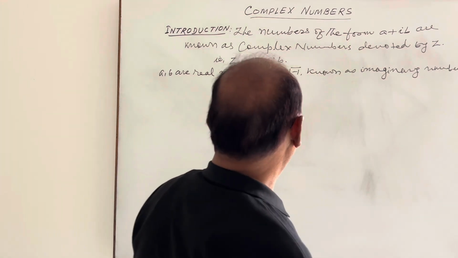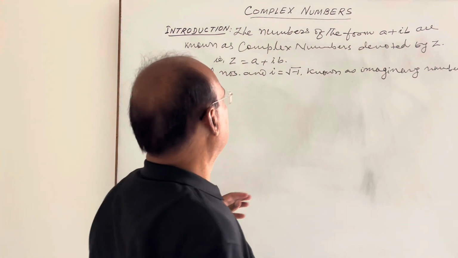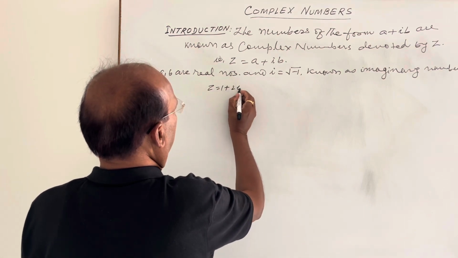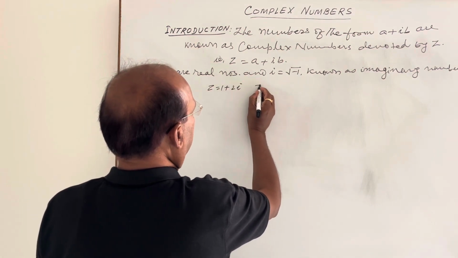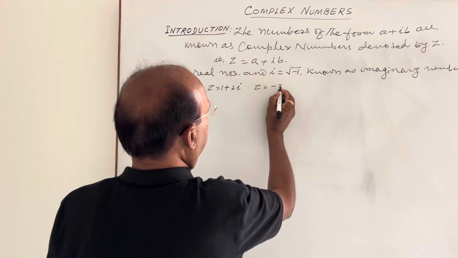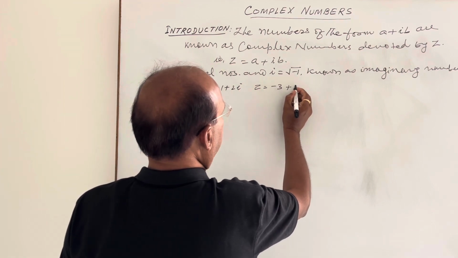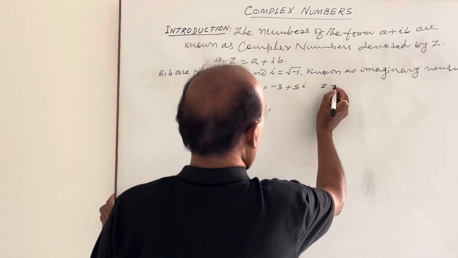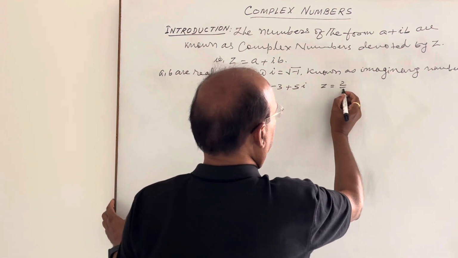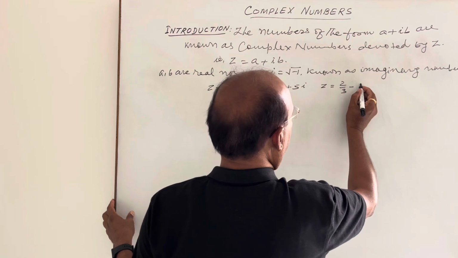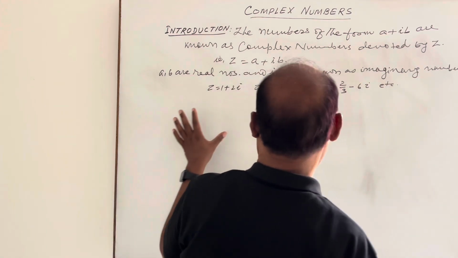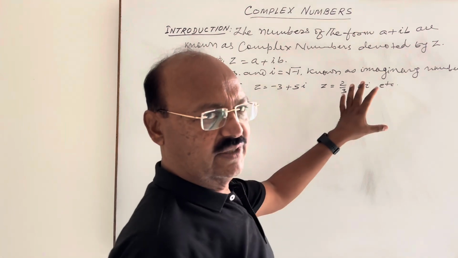Okay. So there are so many examples. Suppose Z is 1 plus 2i, or Z is -3 plus 5i, or Z is equal to 2 by 3 minus 6i, etc. These are all complex numbers.